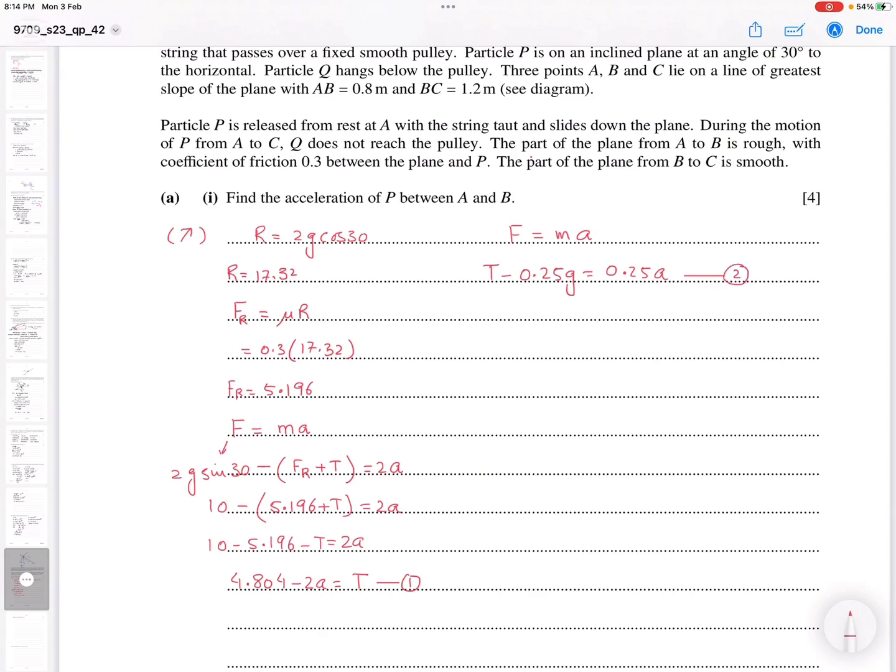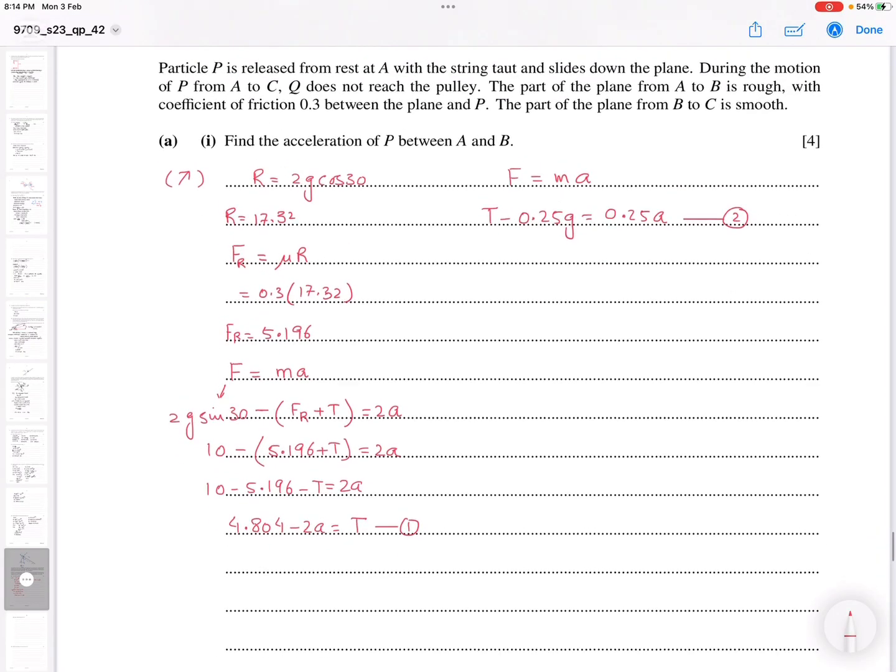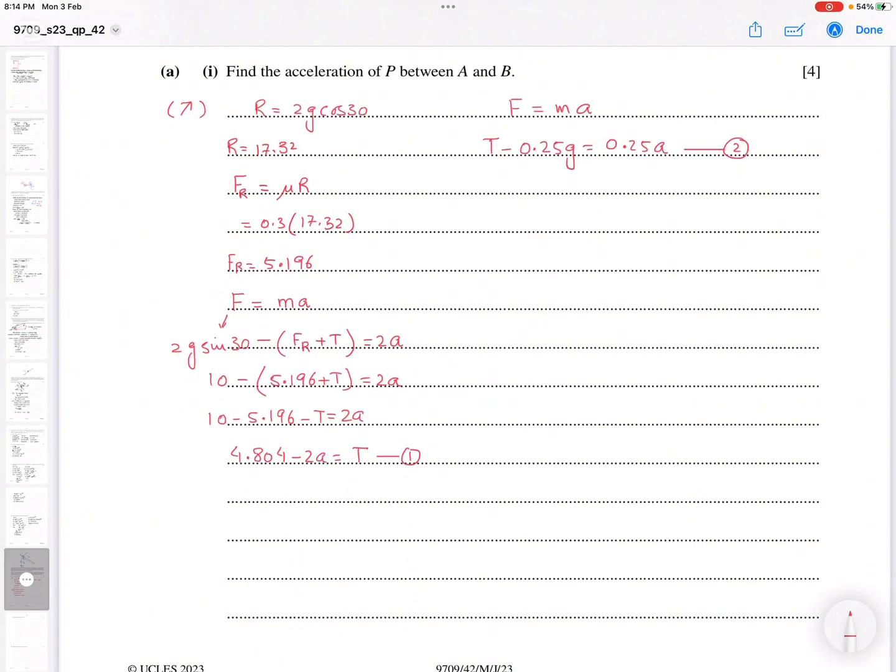I can show you this. Look at the particle Q. The weight is 0.25 g and the tension is in the opposite direction. So put the value of T from equation 1.